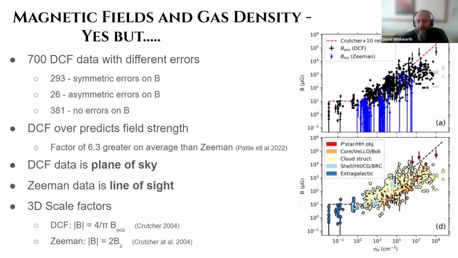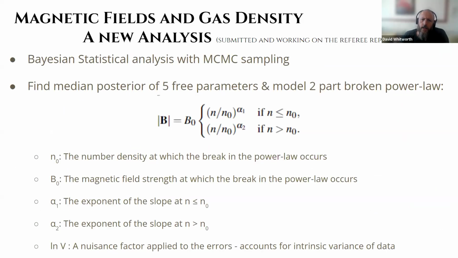But there's a lot of caveats, as always, on this. Not all of the DCF data has errors on it. As I said before, it likely overpredicts. DCF is plane of sky, Zeeman is line of sight. So there are some scale factors we can use to try to match them, but a true comparison comes with a lot of caveats. So we do a new analysis. We submitted a paper, it's on arXiv, but we're working through the referee report now.